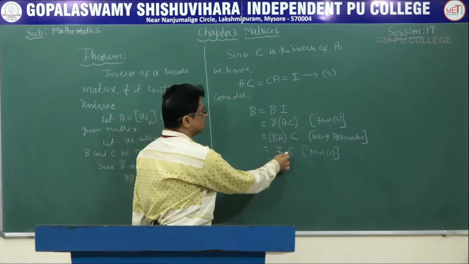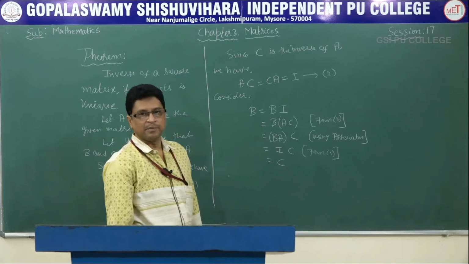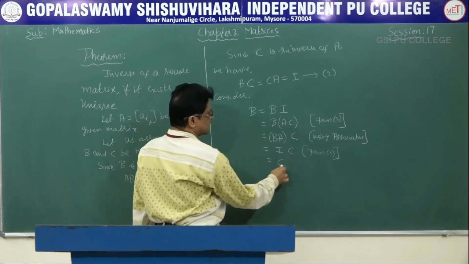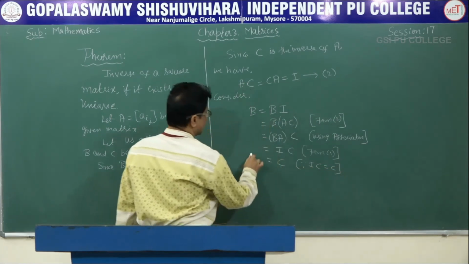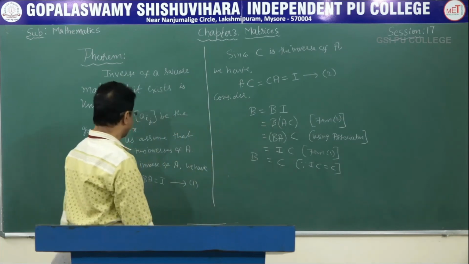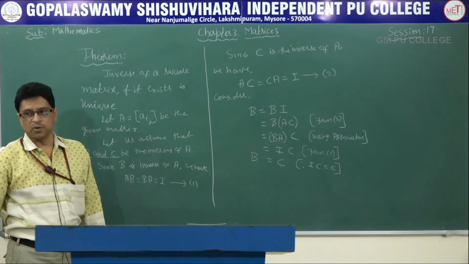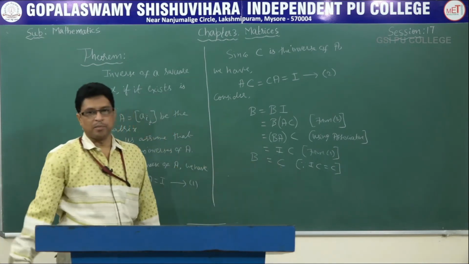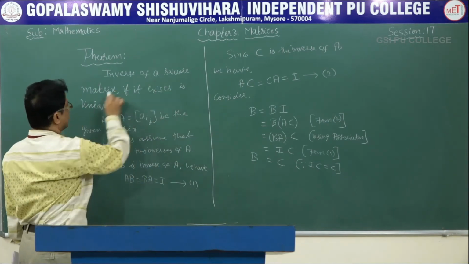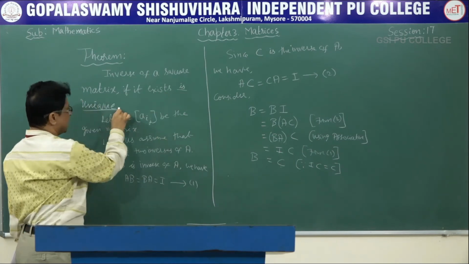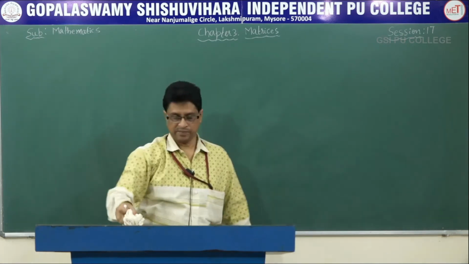If you multiply identity matrix to a matrix, you get the resultant matrix. So I into C is C. So that means we have assumed that B and C be the two inverses, but finally we have concluded that these two inverse matrices are one and the same. That implies that inverse of a square matrix, if it exists, is unique. So that completes the proof of this theorem.